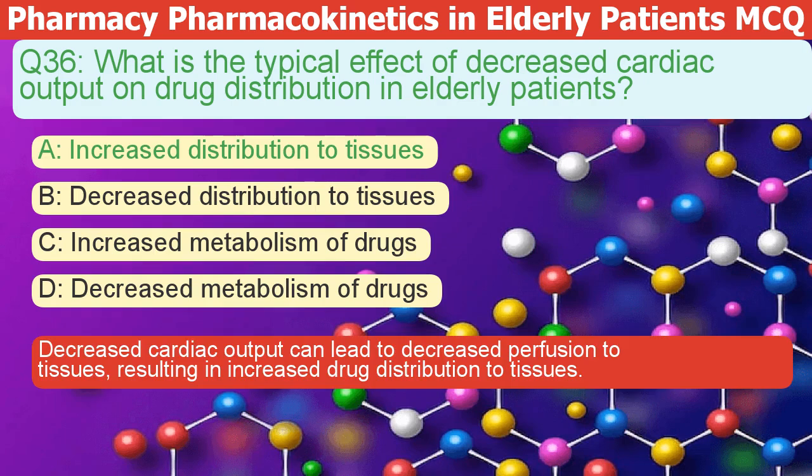The correct answer is A. Decreased cardiac output can lead to decreased tissue perfusion, resulting in increased drug distribution to tissues.